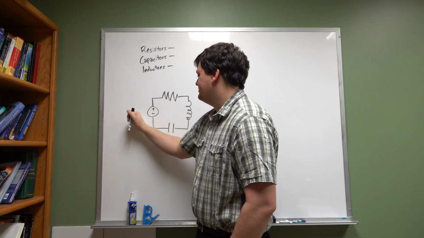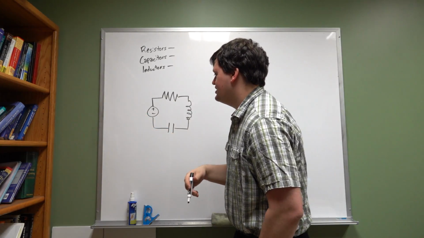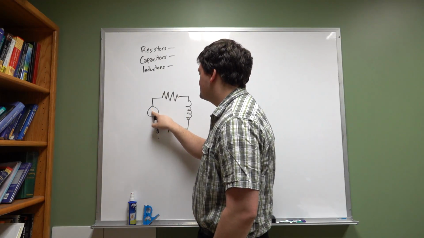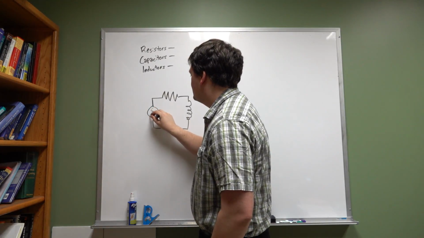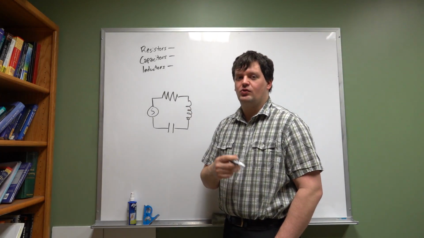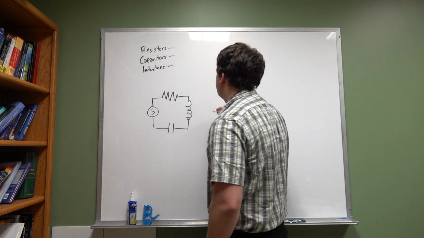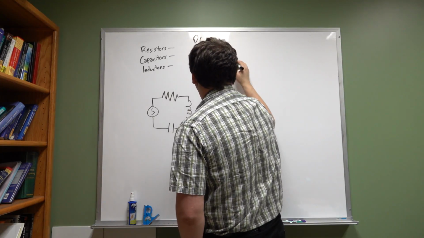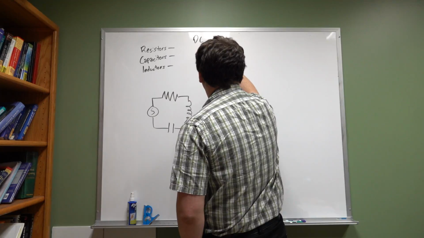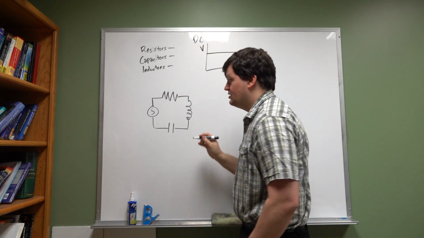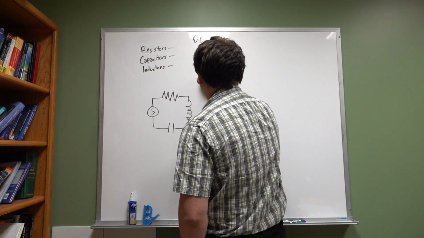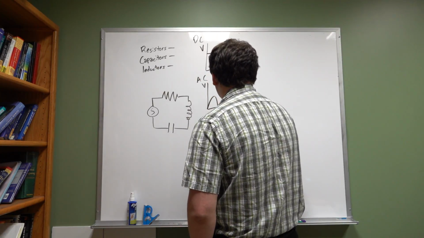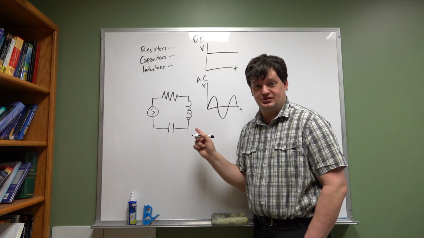Now, one thing that changes the entire game here is if instead of using a DC source, we use an AC source. What is the difference between a DC source and an AC source? Well, in a DC source, the voltage supplied per time is constant. Whereas in an AC source, the voltage applied per time is a sinusoidally oscillating function.